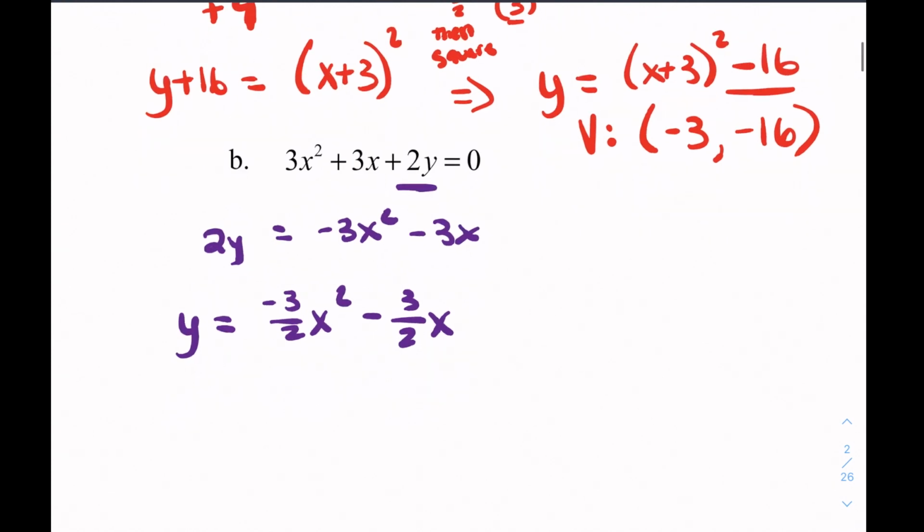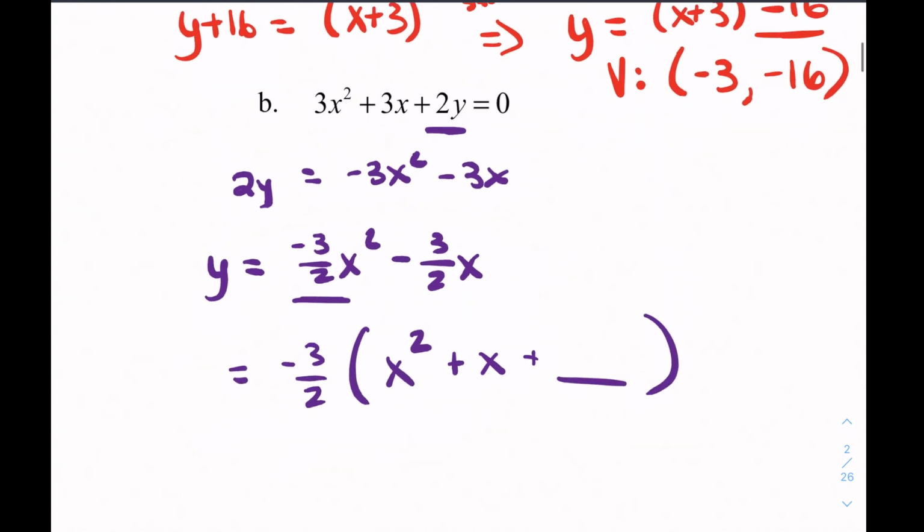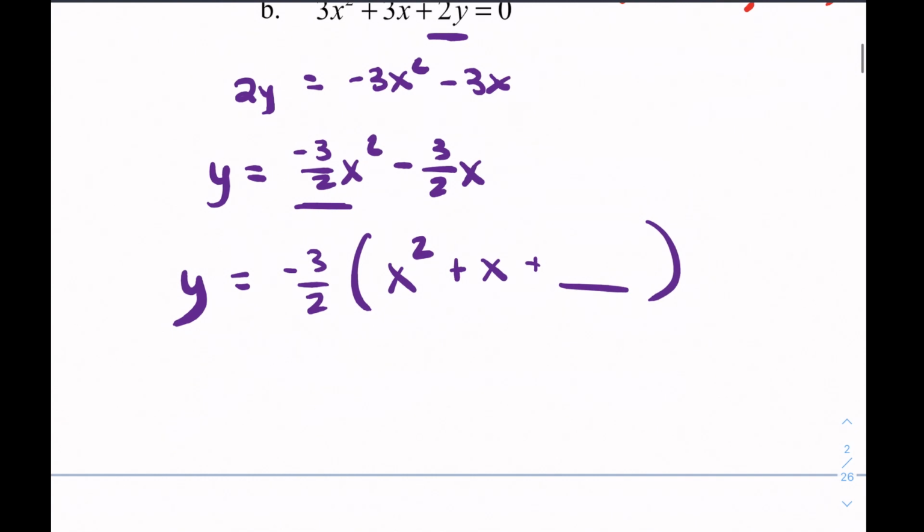Now, in order to complete the square, we cannot have a term in front of the x squared term. So I have to factor out a negative 3 halves from both of these x terms, which leaves me with x squared plus x plus, leave some space. Likewise, because I have the y value on the other side, I'll give that a little space. So I'll have y equals that. Okay, technically the number in front of the x is 1, so I take 1 half of 1, which is 1/2, and then I square it.